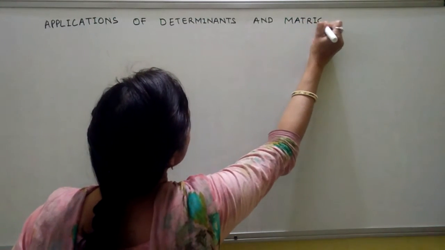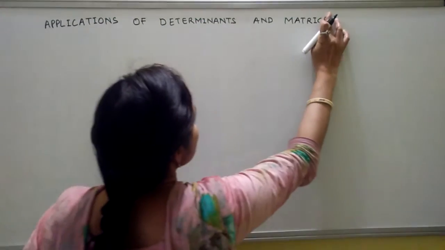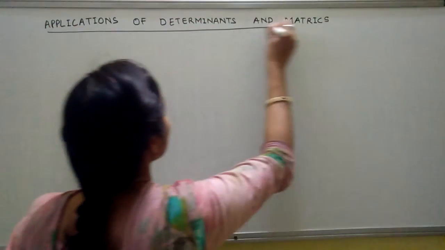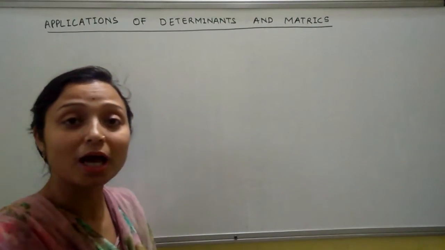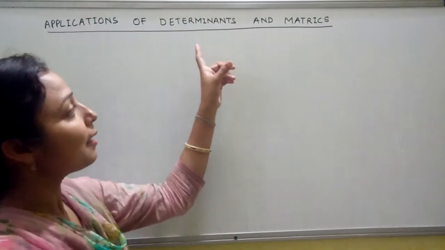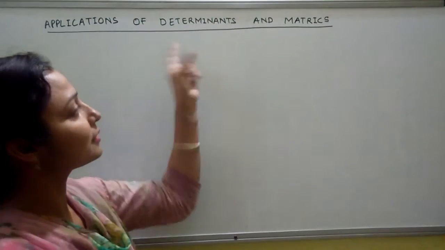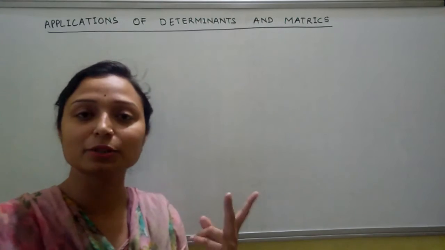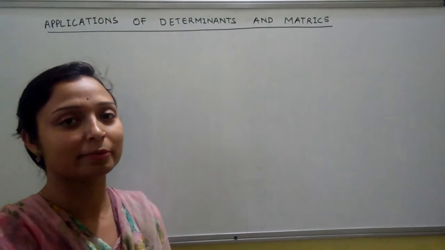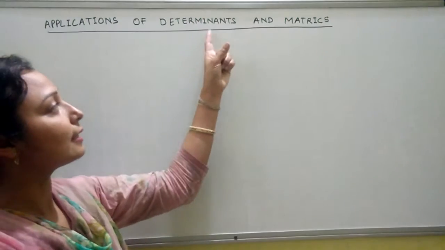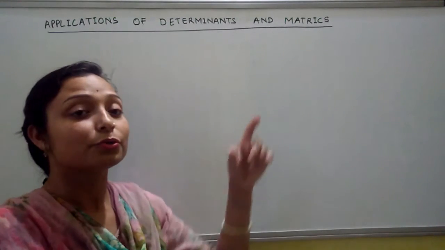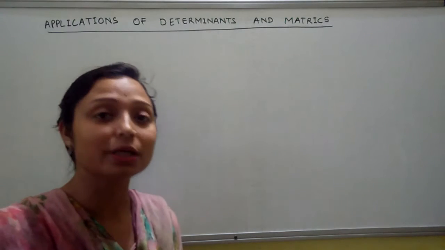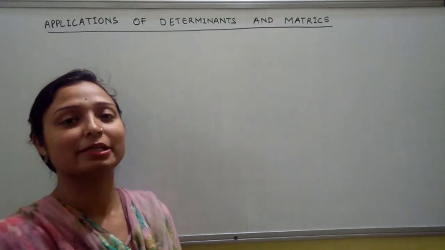The applications where we have to use these determinant and matrices, and what is the purpose of doing these two. So we have to use these matrices and determinant for solving the system of linear equations, either in two variable or in three variable. So we have to use determinant and matrices to find the solutions. Is it unique, no solution, or infinitely many solutions?